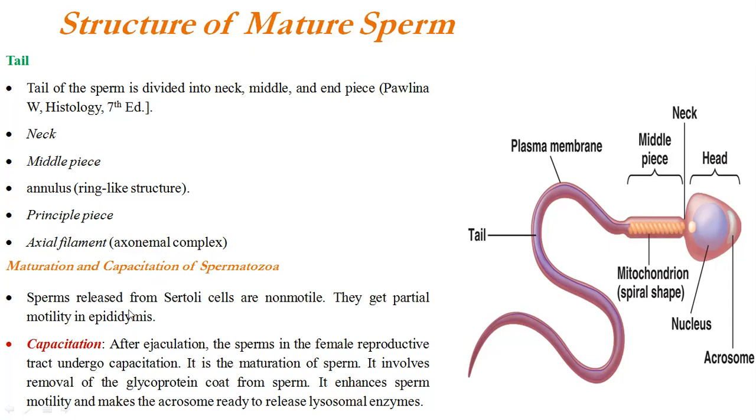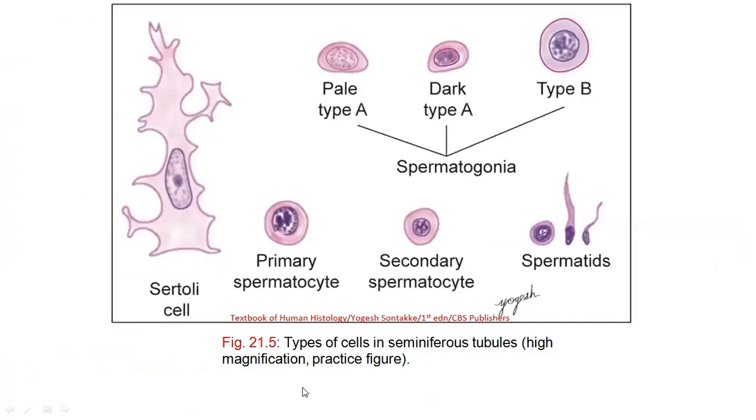It is called maturation and capacitation of spermatozoon. The sperms released from Sertoli cells are actually non-motile. They get partial motility when they reach the epididymis. So, capacitation. After ejaculation, the sperms in the female reproductive tract undergo capacitation, which is maturation of sperms. It involves removal of the glycoprotein coat from the sperm. It enhances sperm motility and makes the acrosome ready to release lysosomal enzymes.